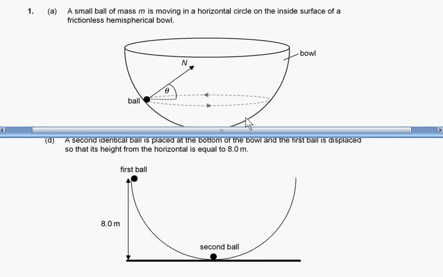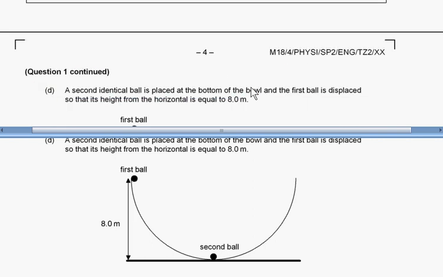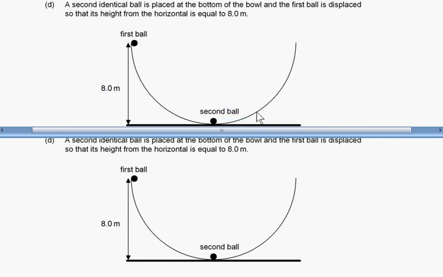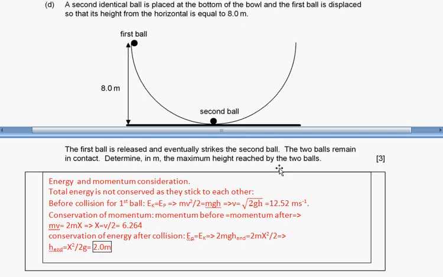Okay, next. Now we need to scroll to the upper side. Read the question. Here we are, D. A second identical ball is placed at the bottom of the bowl, and the first ball is displaced so that its height from the horizontal is equal to 8 meters. What happens next? The first ball is released and eventually strikes the second ball. The two balls remain in contact. Determine in meters the maximum height reached by these two balls. 3 points, but many steps. We are going to use energy and momentum considerations.